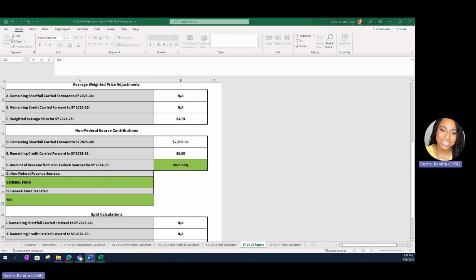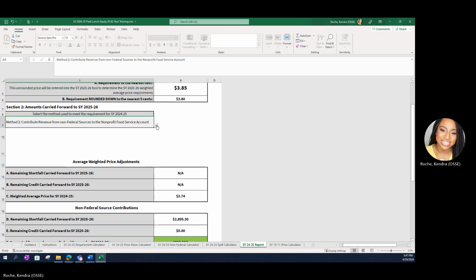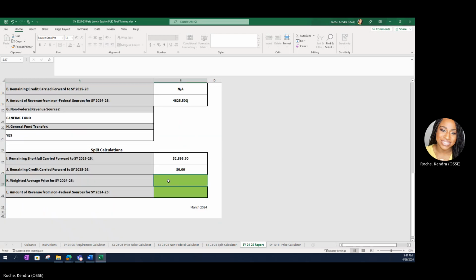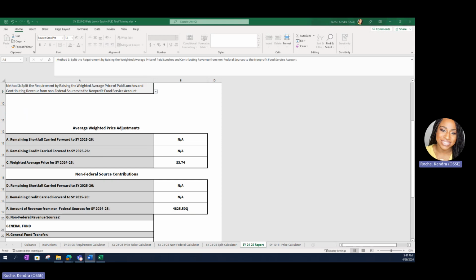If you chose to split calculations, you would enter the total amount of non-federal fund sources your SFA is contributing for school year 2024-25, which would be at least the 10-cent cap amount, and the new weighted average price for school year 2024-25. If you are at or above equity, enter the weighted average price for school year 2024-25.